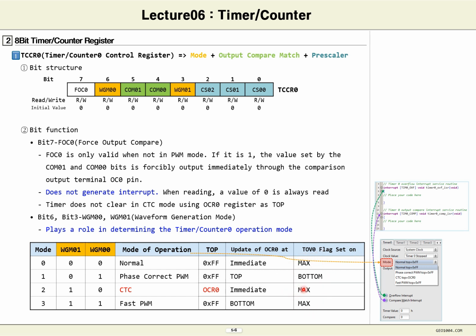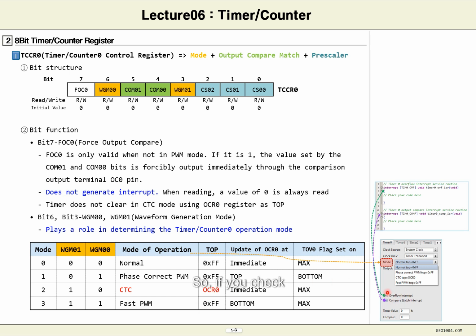shown here. If you look at CodeWizardAVR, you can see normal, phase correct PWM, CTC, and fast PWM in the modes. By selecting this, you will automatically be able to easily set up the waveform generation mode. For reference, what should I be careful about? In CTC mode, the top value is set to OCR0. Please be aware that in CTC mode, the top value is set to OCR0.